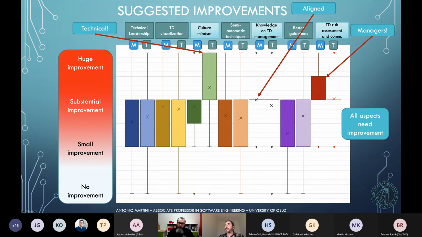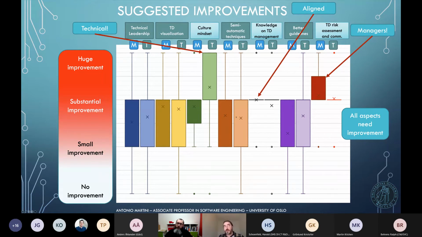For example, here you can see that between the managers and the technical answers, the technical roles really wanted to have a huge improvement, between substantial and huge, with respect to the cultural mindset when it comes to technical debt. We can also see that about knowledge, the respondents were very well aligned. Basically, all of them agreed to have a substantial improvement, while the managers could actually prefer to have better risk assessment related to technical debt.